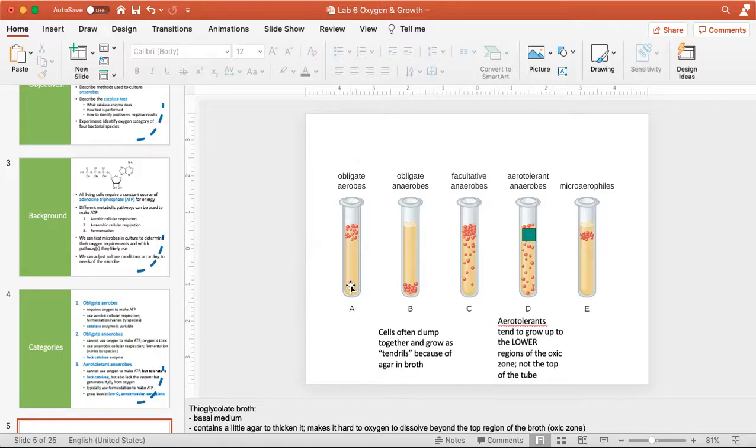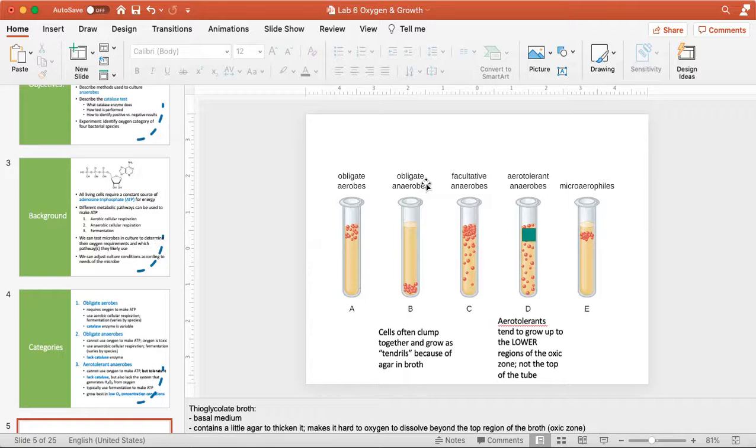This tube of thioglycolate, it actually has a little bit of agar added to it. Not a lot, but a little bit. And the agar turns it from a liquid broth into something that's just a little bit thicker. Now, why would we put agar into this broth tube? Well, we want to be able to create a gradient of oxygen in here.